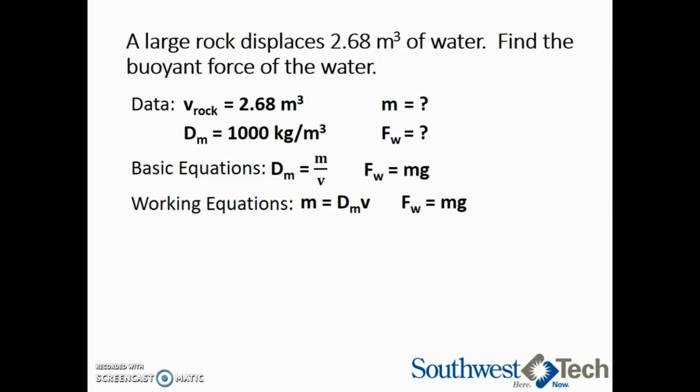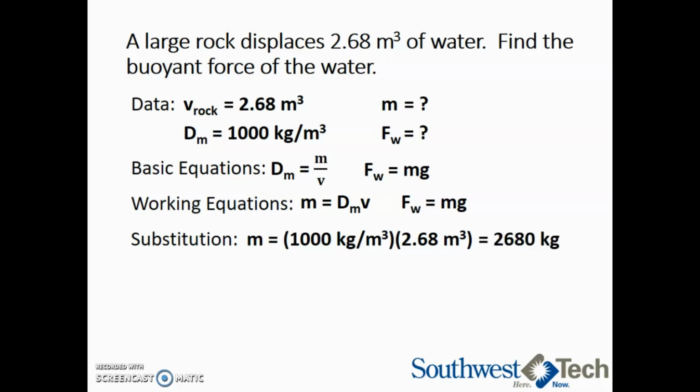Now that we have our working equations, we can substitute first to find the mass. Mass is equal to 1,000 kilograms per cubic meter multiplied by 2.68 cubic meters. Multiplying, we see that the mass is equal to 2,680 kilograms. Now that we have the mass, we can find the weight force by multiplying the mass of 2,680 kilograms by the acceleration due to gravity of 9.8 meters per second squared.